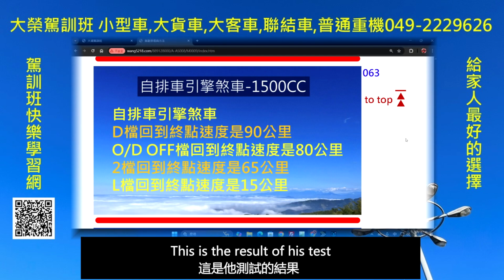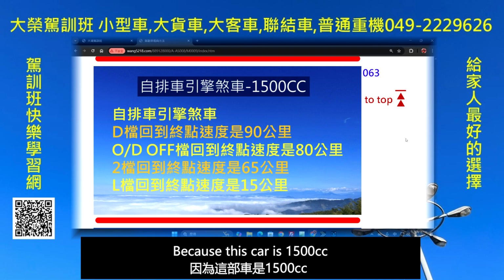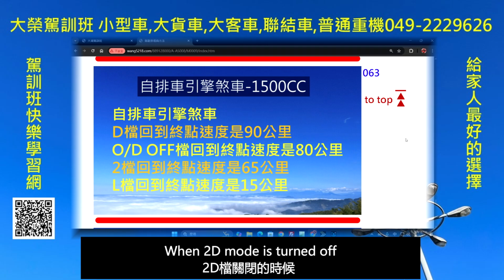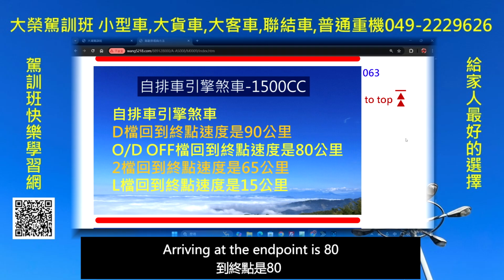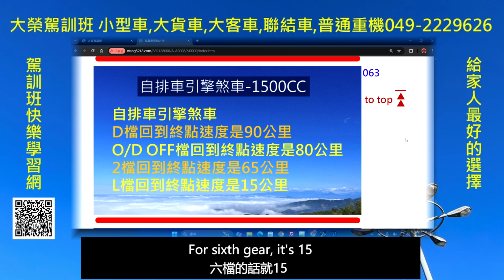This is the result of the test. The result of engine braking in automatic transmission, because this car is 1500 cc: in low gear, the endpoint is 90. When 2D mode is turned off, arriving at the endpoint is 80. In second gear, it goes back to 65. For sixth gear, it's 50. So for this car, when we go downhill, we use second gear to descend.